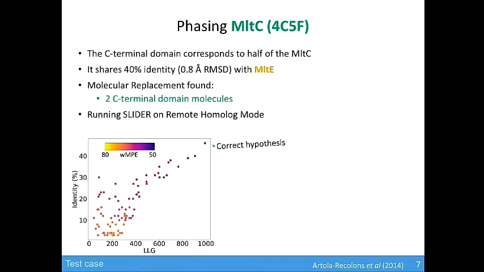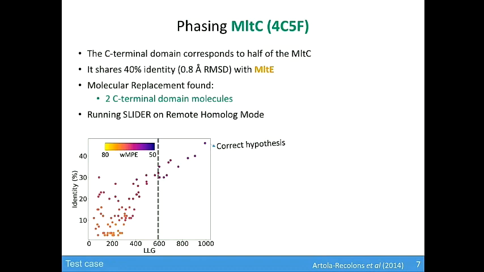In these plots, I show in the y-axis the percentage of identity of each hypothesis. Each hypothesis here is shown as a dot. In the x-axis, we have the LLG. And here, the coloring is the weighted mean phase error that we calculated with SHELXE using the starting model. So here we can find the correct solution. It has a higher identity than all of the other hypotheses. Since the C-terminal domain had almost half of the total structure, it has an identity close to 50%. We use LLG, which in this case is not an absolute value, but a relative value that we use just to differentiate different models.